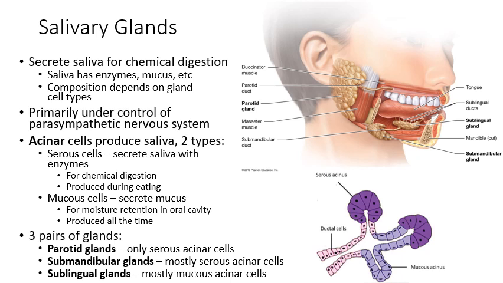So the serous cells will only produce saliva when you're going to be eating, and that saliva has enzymes that help start digesting your food when it's still in your mouth. Then the mucus cells are producing saliva constantly throughout the day. It's a very kind of mucus heavy saliva, so it just kind of coats the surfaces in the oral cavity and just helps retain moisture in there.